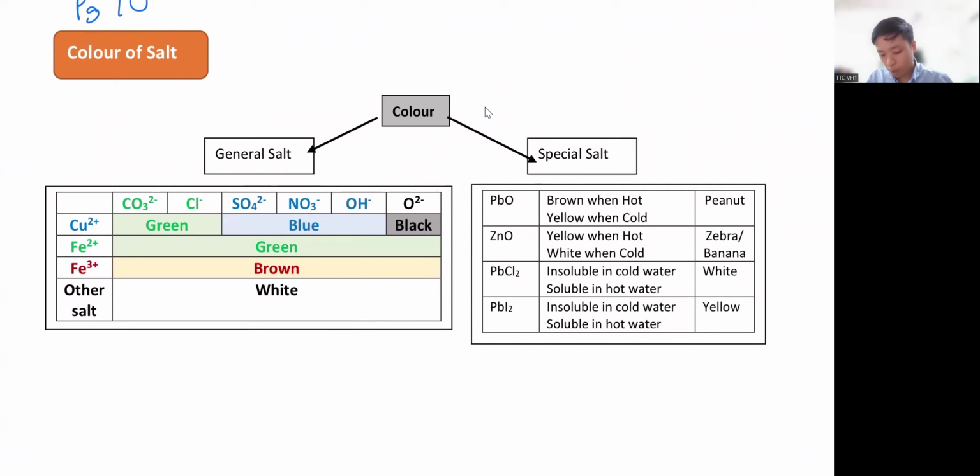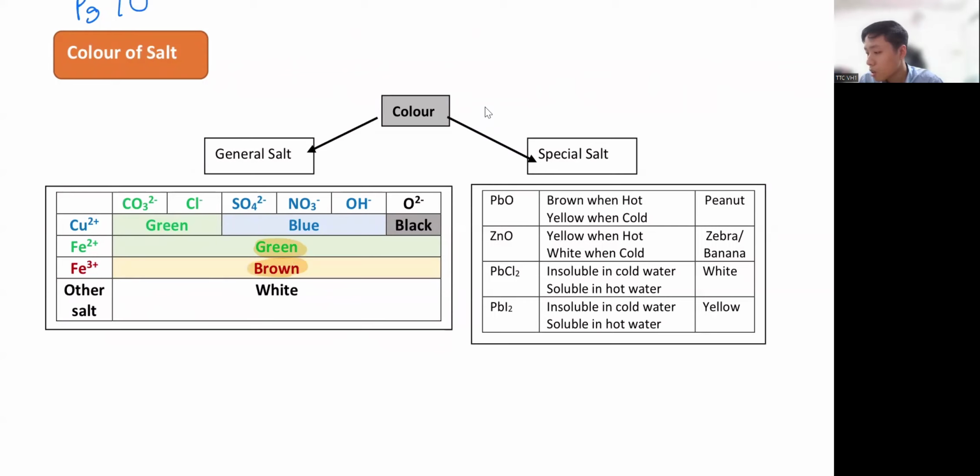So for example, here are the important ones. Fe2+ is always green, basic one. Fe3+ is always brown. It doesn't matter which anion it is paired with, it will always have the same color. Fe2+ green, Fe3+ brown. I'm sure this is also repeated many times in Form 5 Chapter 1.